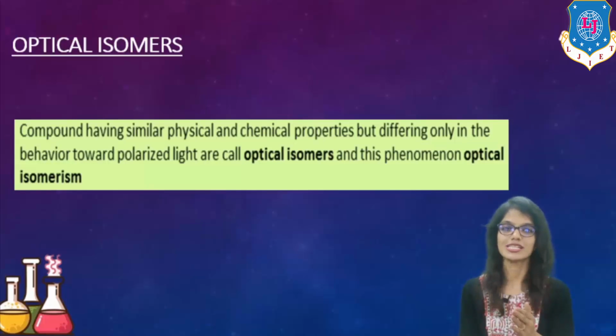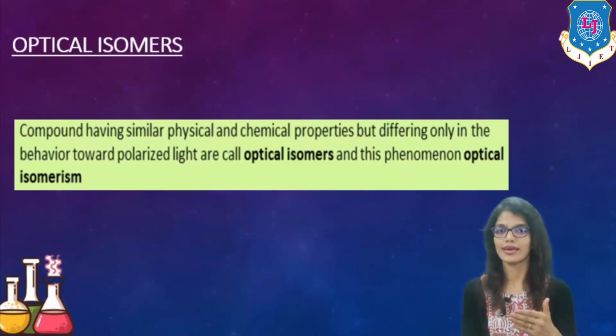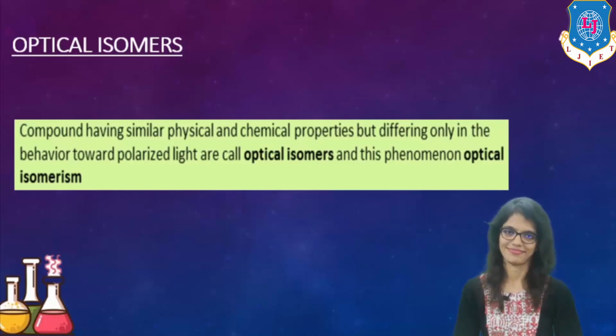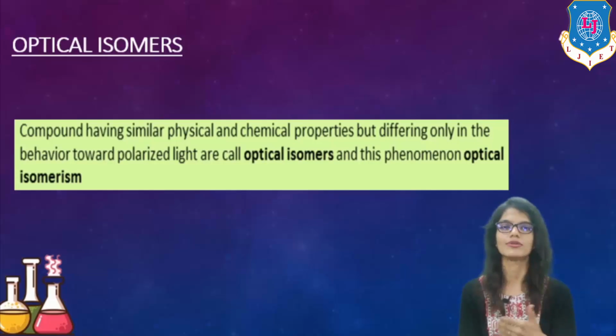The branch of chemistry which deals with the study of optical properties of a particular substance is known as stereochemistry. First one is optical isomers. What do we understand by this particular word?